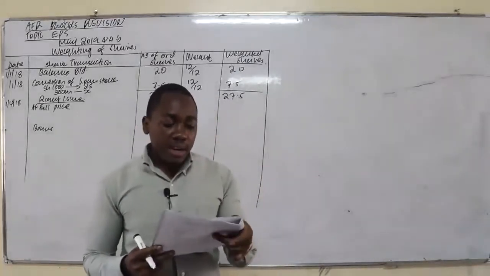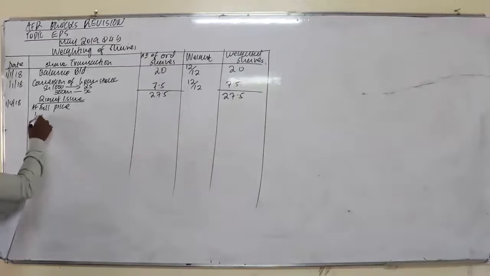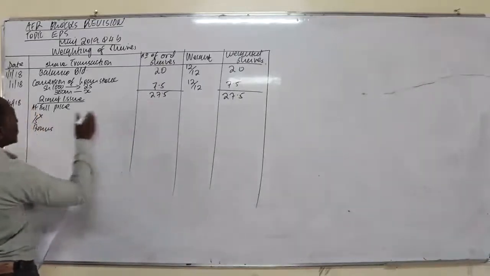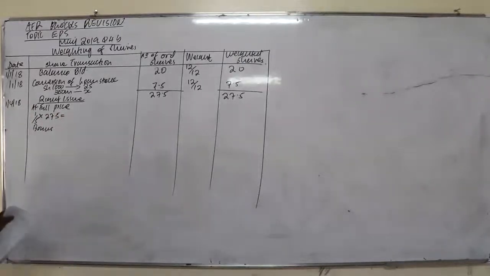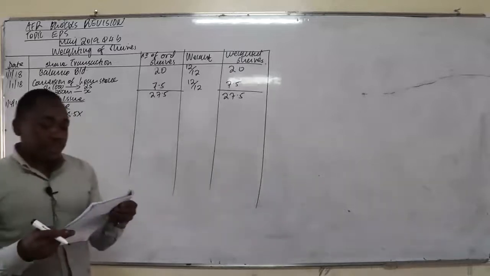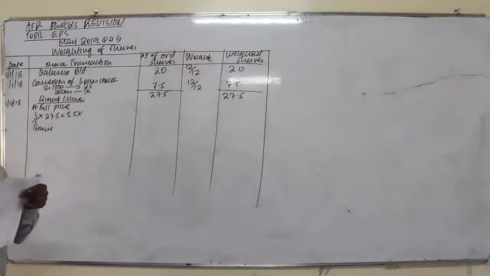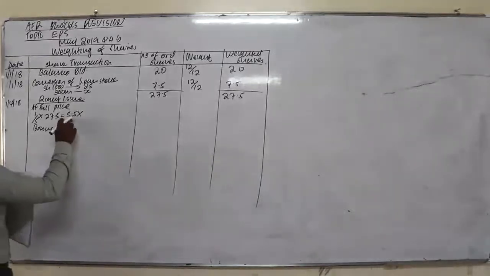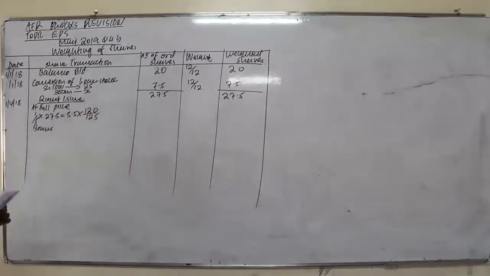A shareholder was granted a right to buy one new ordinary share for every five. And the share balance we had is 27.5. Just take 27.5 divided by 5, and you get 5.5. Then you're told that for every five ordinary shares held at a price of 120, that is the exercise price. But you're told the market price of the ordinary share before the rights issue was how much? So we have 5.5 each at 120, but the market price was 125. So how many shares were deemed issued at full price?